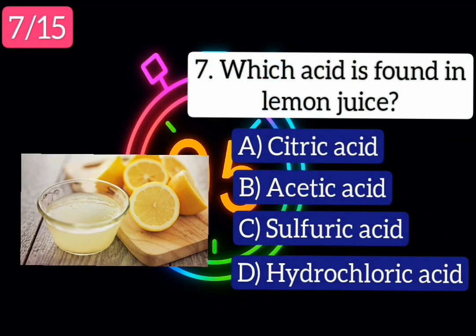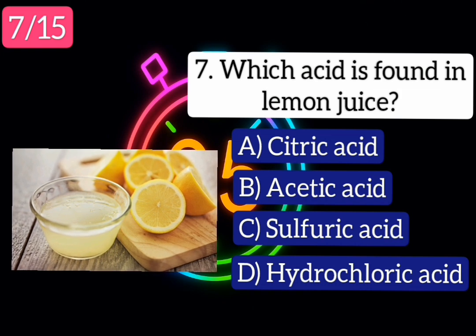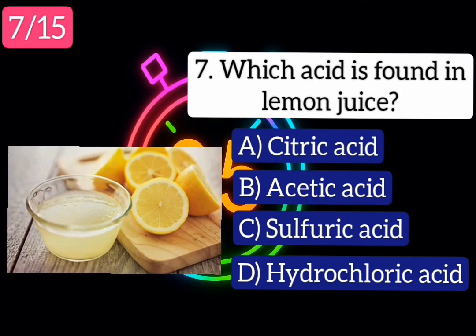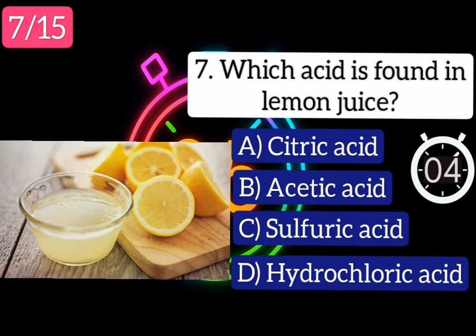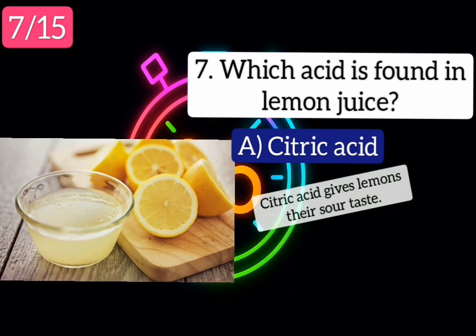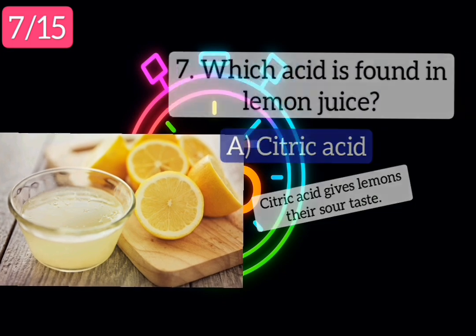Which acid is found in lemon juice? Citric acid, acetic acid, sulfuric acid, or hydrochloric acid? The answer, citric acid. Citric acid gives lemons their sour taste.